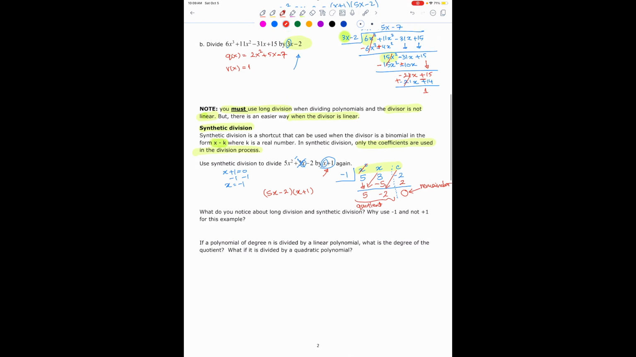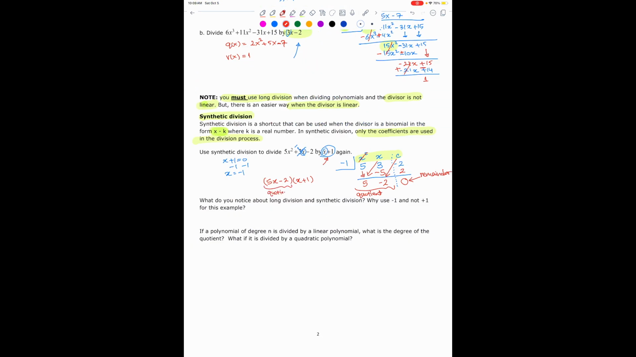This is the remainder, and this is the quotient. The quotient needs its variables back. So we're going to knock the first one out, and we're going to connect these together, which means we have 5x minus 2. So we have 5x minus 2 times x plus 1, which is basically the divisor, and that is the way you're going to factor that. Here's the quotient, and here's the divisor. And then plus the remainder is 0.